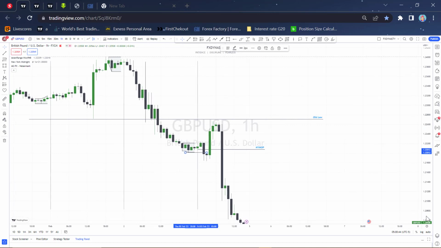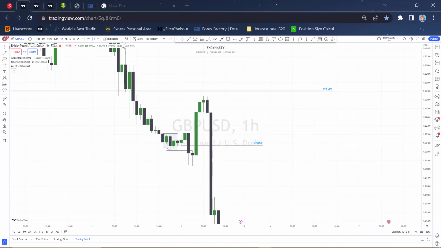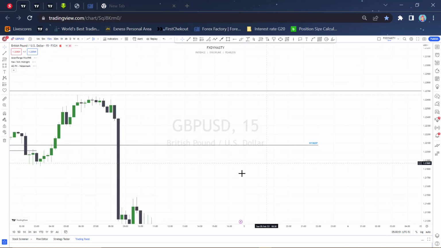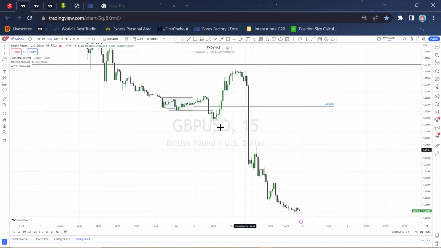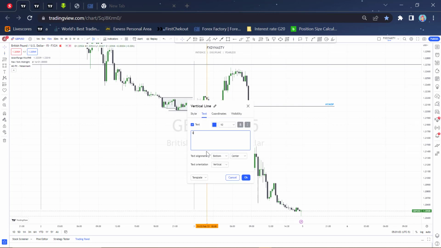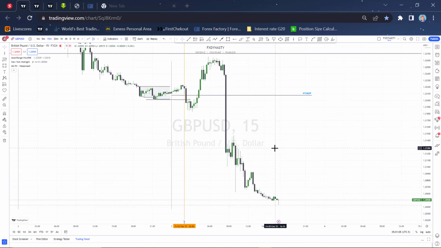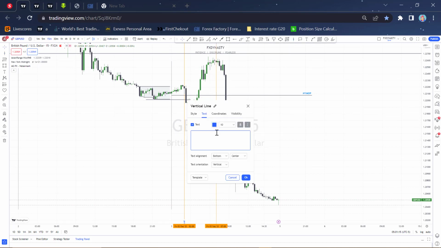Then I started hunting for my entry setup. If you go down to the 15 minutes time frame, this is where I really started doing the work. I have to mark out my 2 a.m., which is the London Q zone. I have to also mark out my 7 a.m., which is the New York Q zone, right?